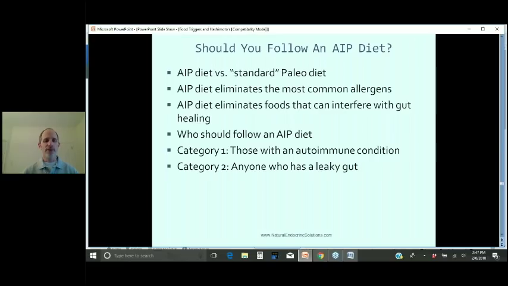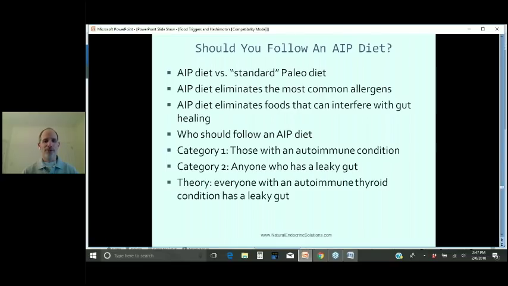So category 2, anyone who has a leaky gut, which according to the Triad of Autoimmunity I mentioned earlier, pretty much is everyone who has an autoimmune condition. But of course, some people who don't have autoimmune conditions have a leaky gut. And again, the reason is because you're avoiding the food allergens, and you're also avoiding things that can interfere with gut healing. So those are the two categories.